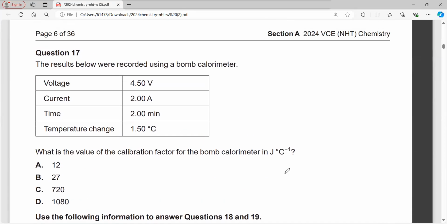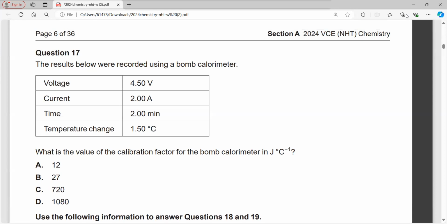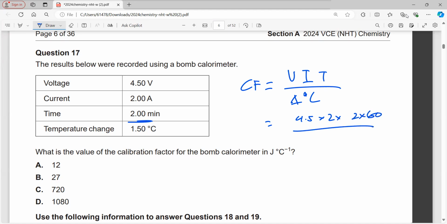What is the value of the calibration factor for the bomb calorimeter in joules per degree Celsius? This sort of reminds me of the question that we had before. But yeah, anyway, this is not too bad. Again, you just need to remember the formula, which is VIT over your temperature change, right? So it'll be 4.5 times 2. Now you don't actually times it by 2 minutes, you times it by seconds, right? So it's 2 times 60 over 1.5.